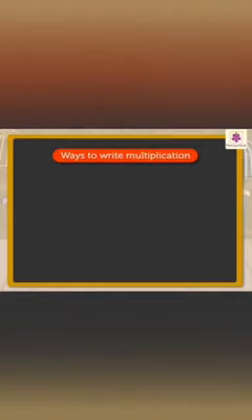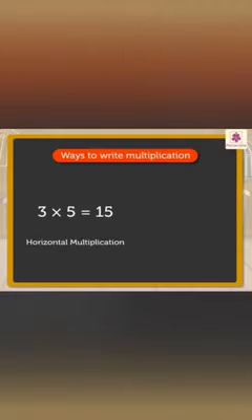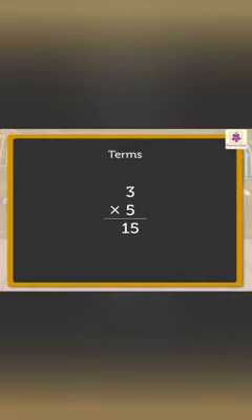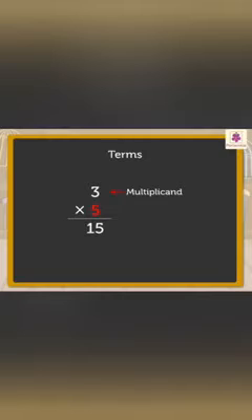Now, let us look at the ways to write a multiplication sentence. This is called horizontal multiplication. This is called vertical multiplication. Certain terms are also used for the numbers in a multiplication sentence. The number that is multiplied by another number is called the multiplicand. The number by which another number is multiplied is called the multiplier. The number obtained by multiplying 2 numbers is called the product.